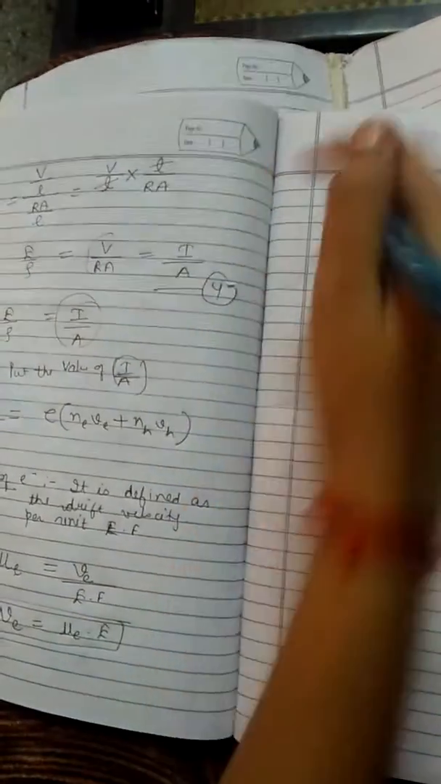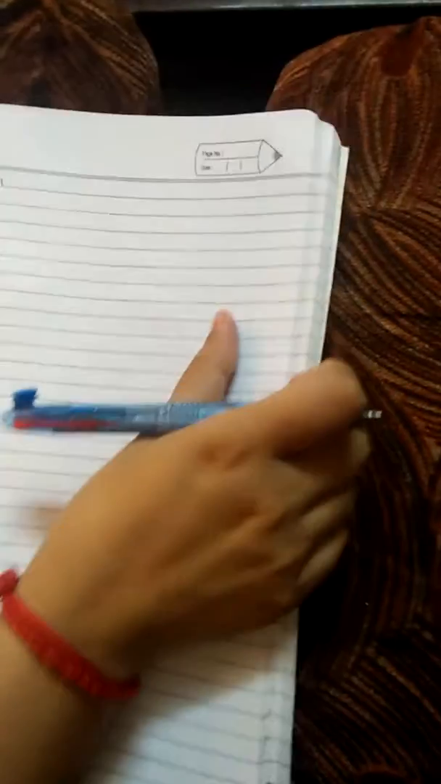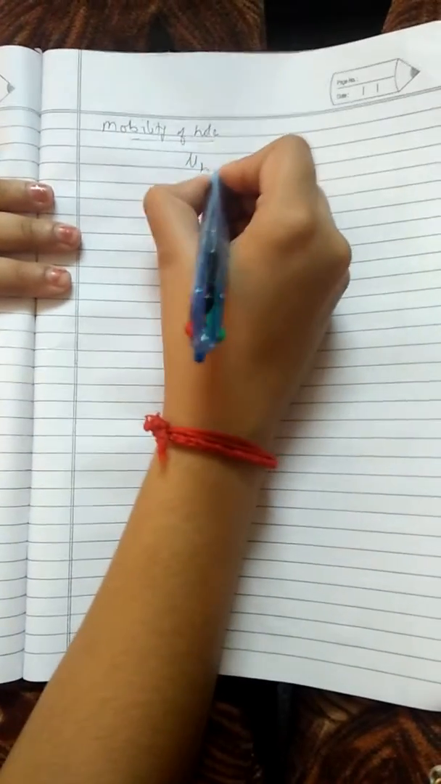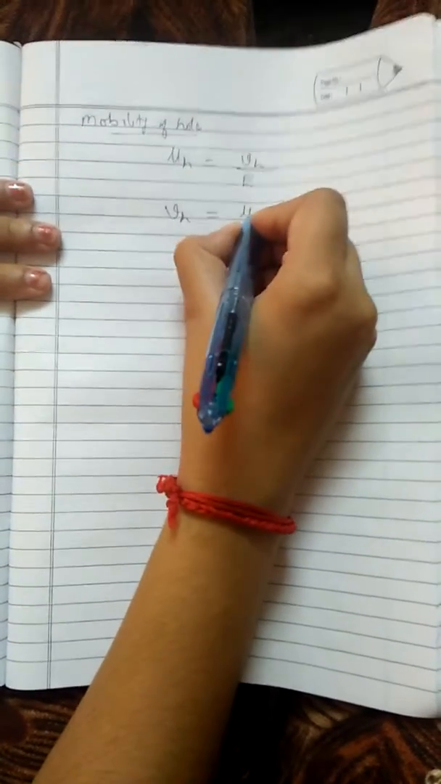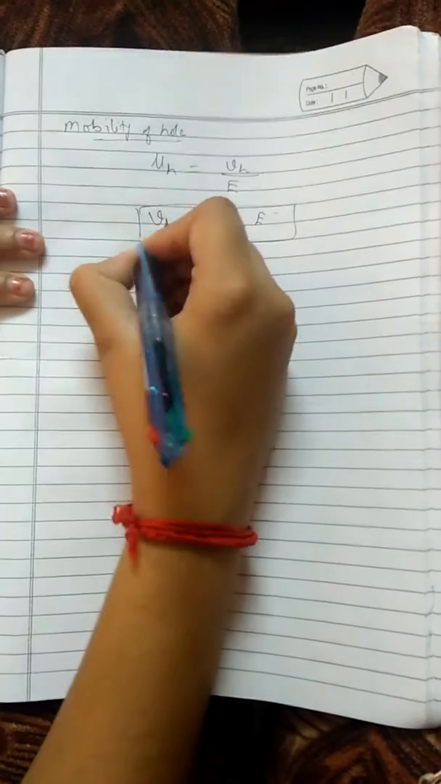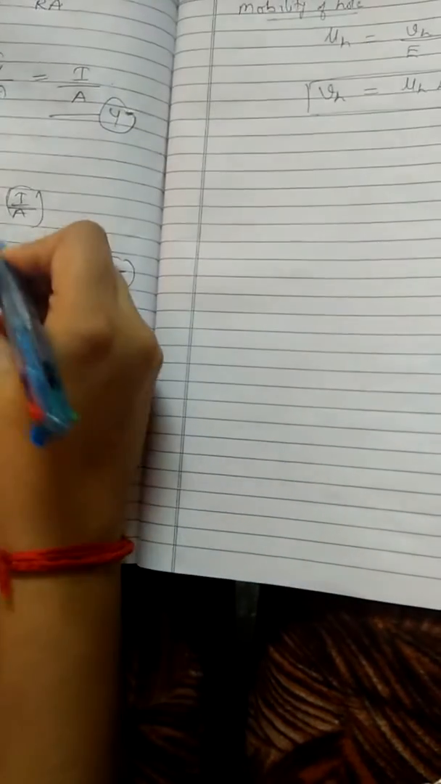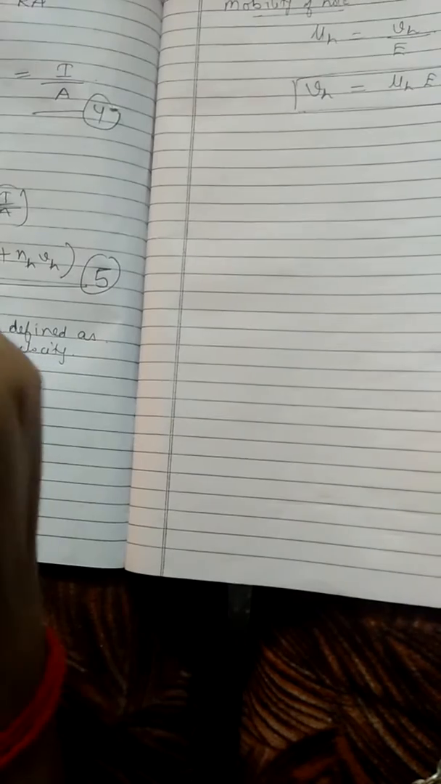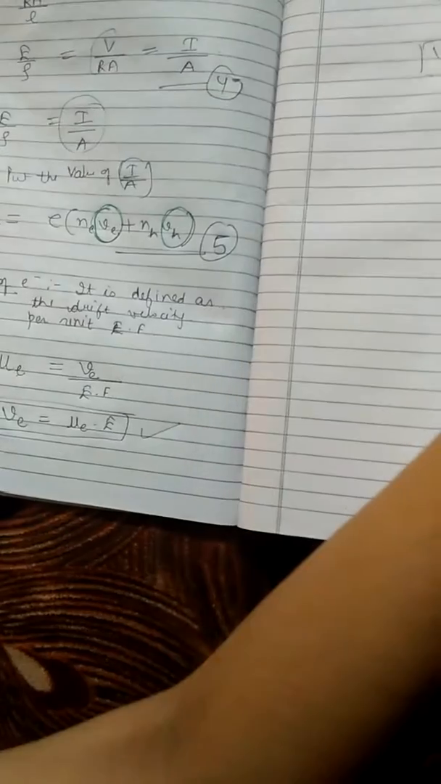and similarly the mobility of holes. Mobility of holes, mu_h, is equal to drift velocity of hole divided by E. So the drift velocity of hole is equal to mu_h into E. So in equation 5, put the value of v_e and v_h from these expressions.